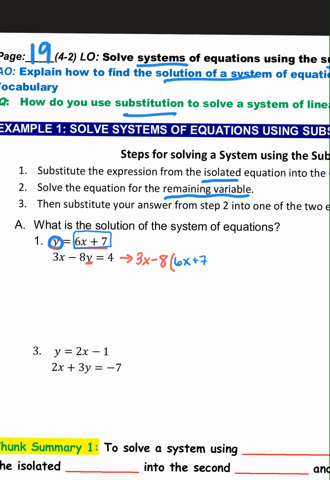But then I'm going to keep everything else the same. It's like using a substitute teacher. Your class stays the same, only your teacher changes. So everything else stayed the same except for y turned into 6x plus 7.